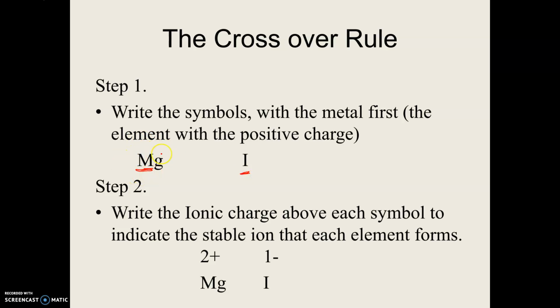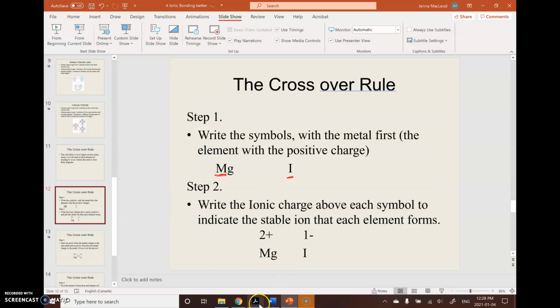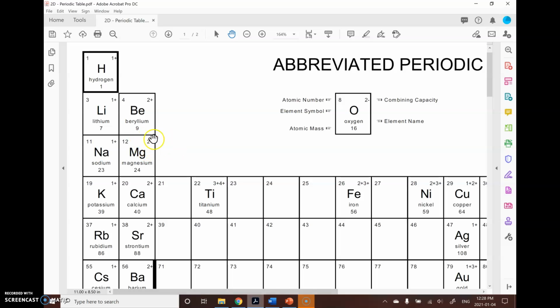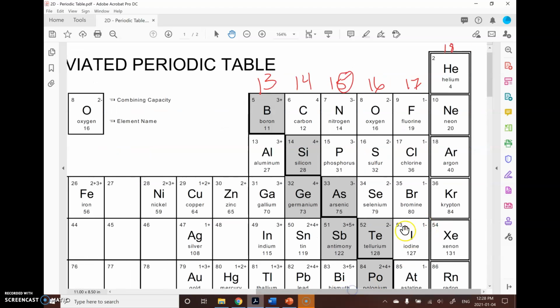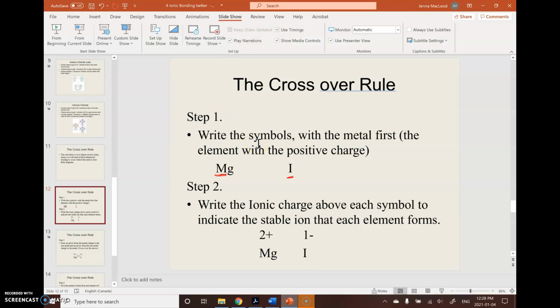So what you do is you write the chemical symbol, the element symbol here, and then you take a look at the ionic charges. To find out the ionic charge, you have to take a look at your periodic table. So let's take a look at the periodic table. Magnesium, you look at the top here, so its charge is 2 plus, and iodine is 1 negative. When we go back into our PowerPoint, you can see we have our charges of 2 plus and 1 negative. So you put their charges above each other. So Mg 2 plus, iodine 1 minus.